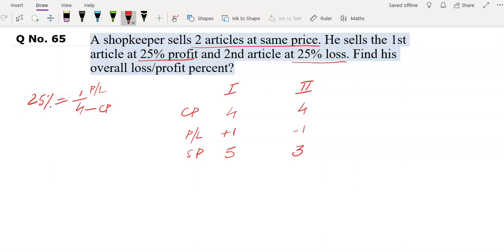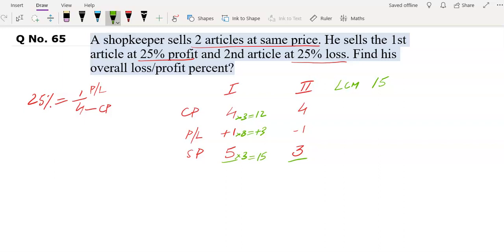Now in this question, it's given that the shopkeeper sells two articles at same price. So we need to make our SP equal. So what we will do, we will take the LCM of 5 and 3, which is 15. Now 5 into 3 is 15. So we will multiply this by 3, we'll have to multiply this by 3 and multiply this by 3. So we have 12, we have plus 3, we have 15.